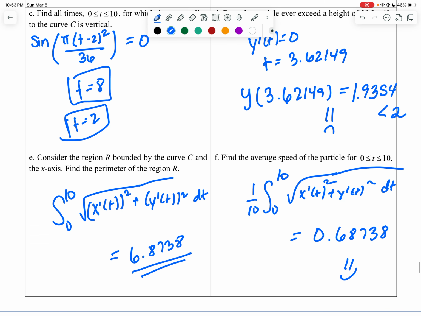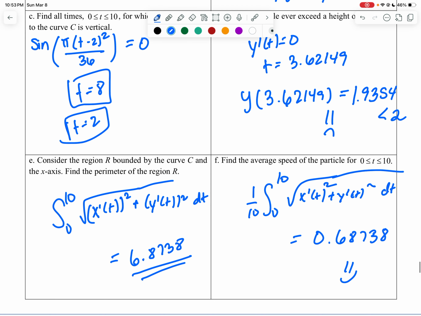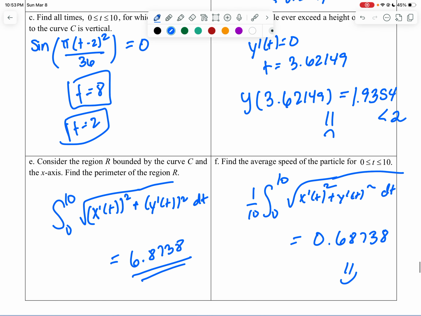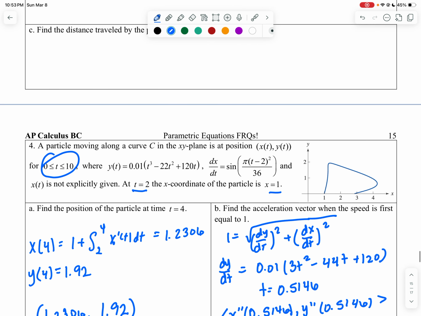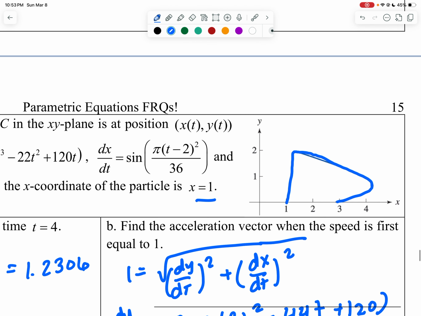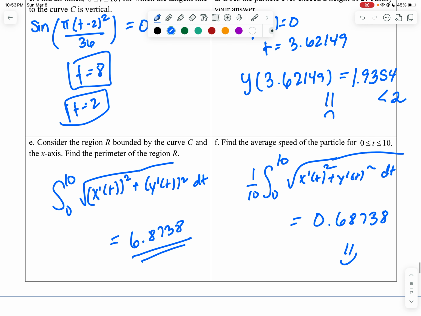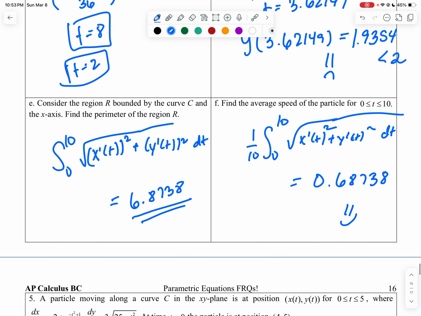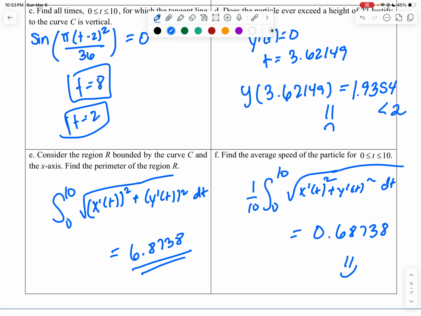All right. I think for part E, what it's telling you is whenever it says find the perimeter of the region R, it's only asking you to find the blue part right here. All right. We'll do 5 next.